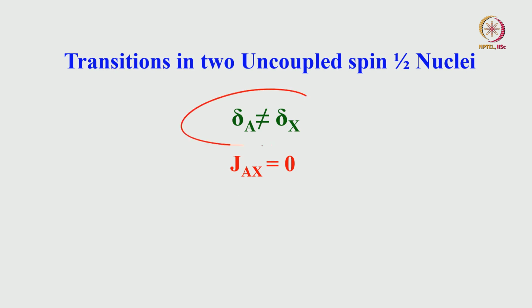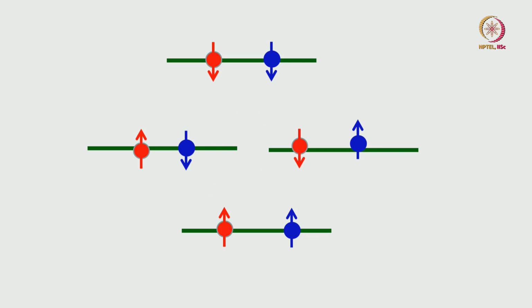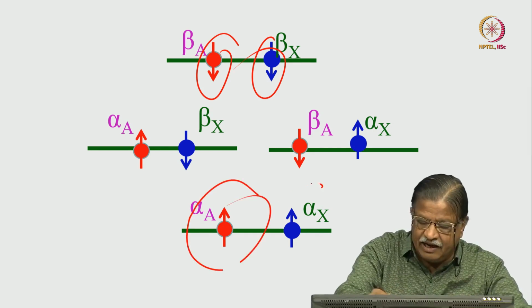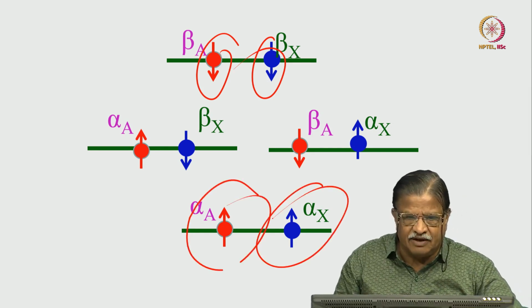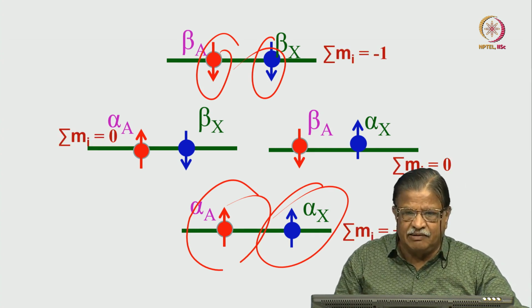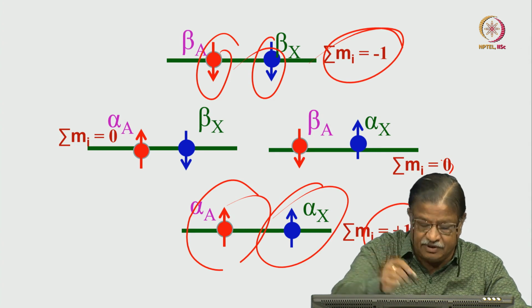nuclei. Of course, chemical shifts are different. Delta A is not equal to delta X and coupling I made it 0. This is my condition I have put to understand the transition that we see in uncoupled spin half nuclei. Of course, this we worked out. BA and BX are the two spins which have orientation alpha A and alpha X, plus of minus, minus of plus. The magnetic quantum number Fz is MZA plus MZX, which you worked out: minus 1, plus 1, 0, 0.